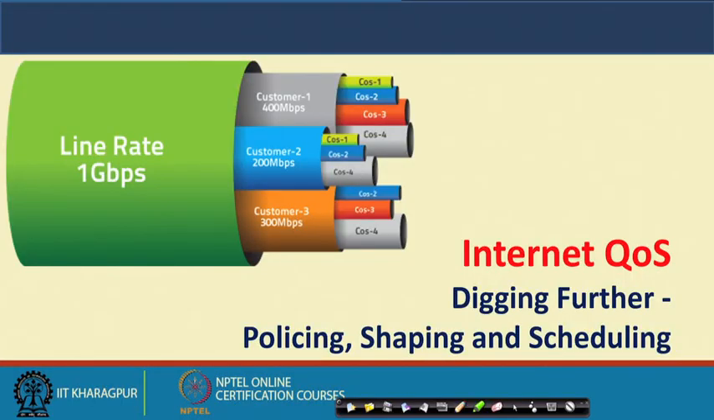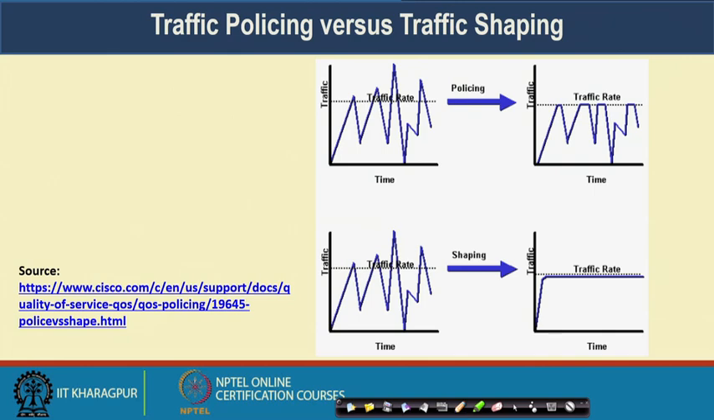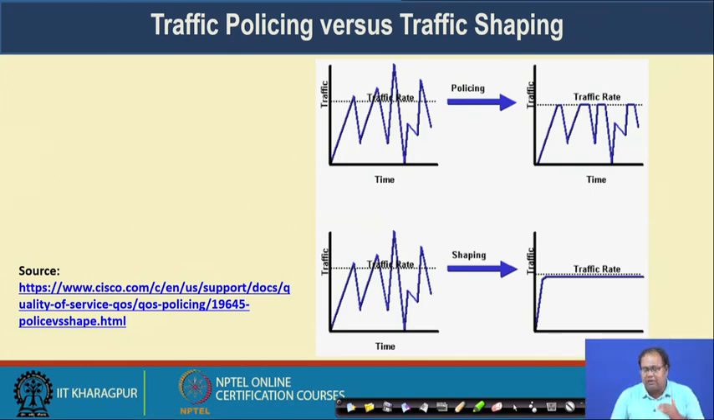Today we look further into three important aspects of internet quality of service: traffic policing, traffic shaping and traffic scheduling. So, let us start with traffic policing and traffic shaping. In the last class we were discussing the difference between traffic policing and traffic shaping.